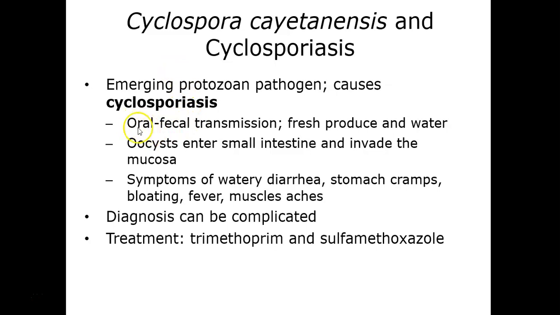As we mentioned, it's an oral-fecal transmission, so things like food and water, that's a big one, another waterborne organism. Those oocysts, as we mentioned, enter the small intestine, and they result in the symptoms that we've discussed: watery diarrhea, abdominal pain, fever.